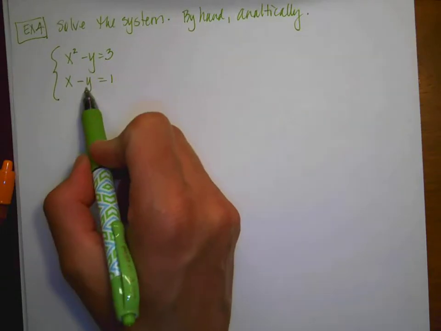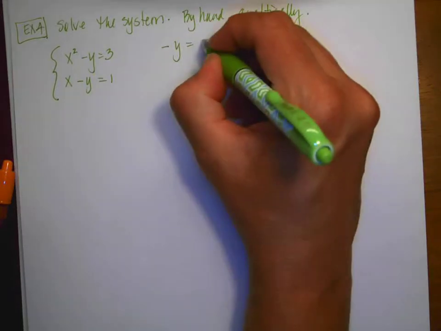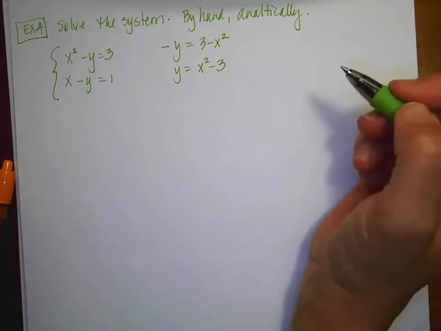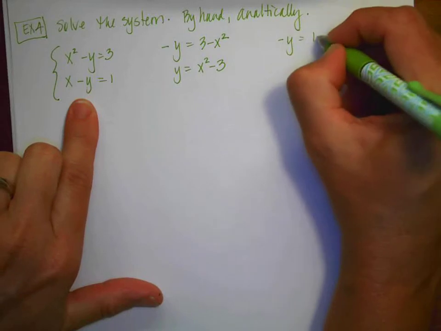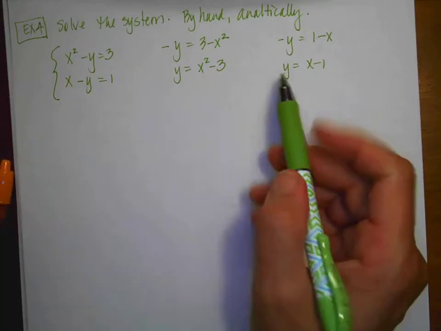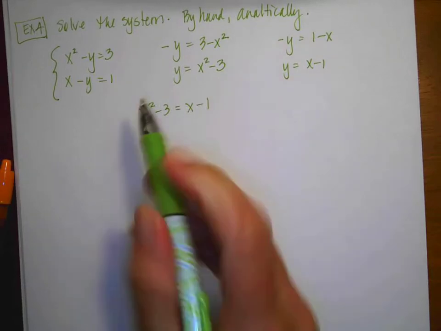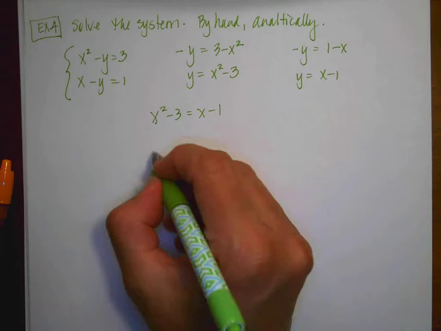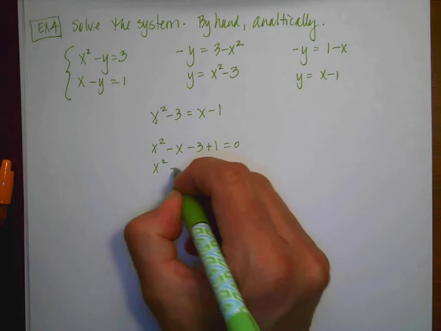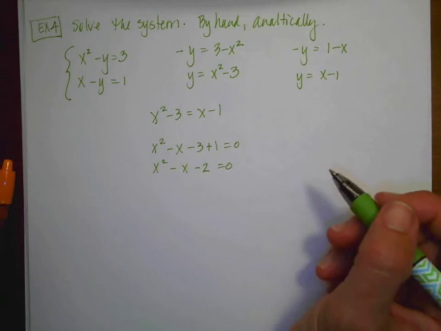So basically I'm going to solve by substitution. I'm going to solve both equations for y, since this one's not linear. I'm going to get negative y is equal to 3 minus x squared, or y is x squared minus 3. The second equation, negative y is 1 minus x, or y is equal to x minus 1. Both of the y's are equal, so I'm going to set them equal to each other. This is a quadratic, which means that everything needs to be on the left-hand side. So x squared minus x minus 3 plus 1 is 0. x squared minus x minus 2 is 0.